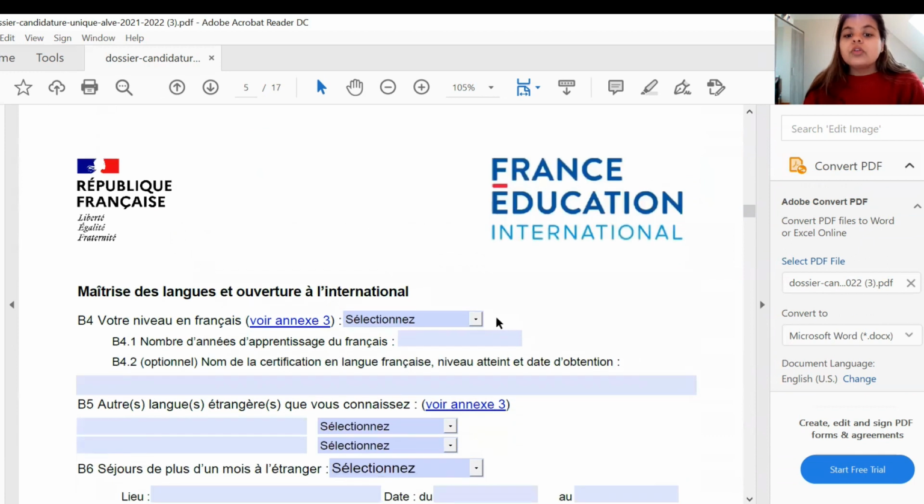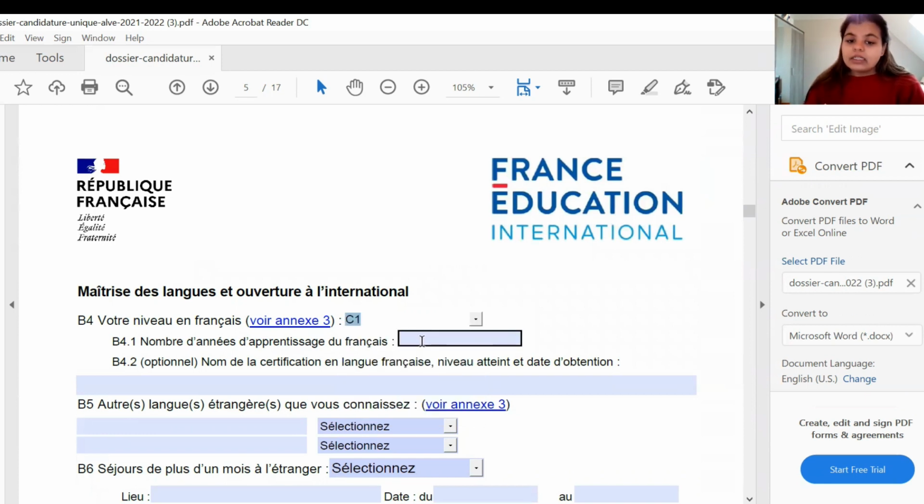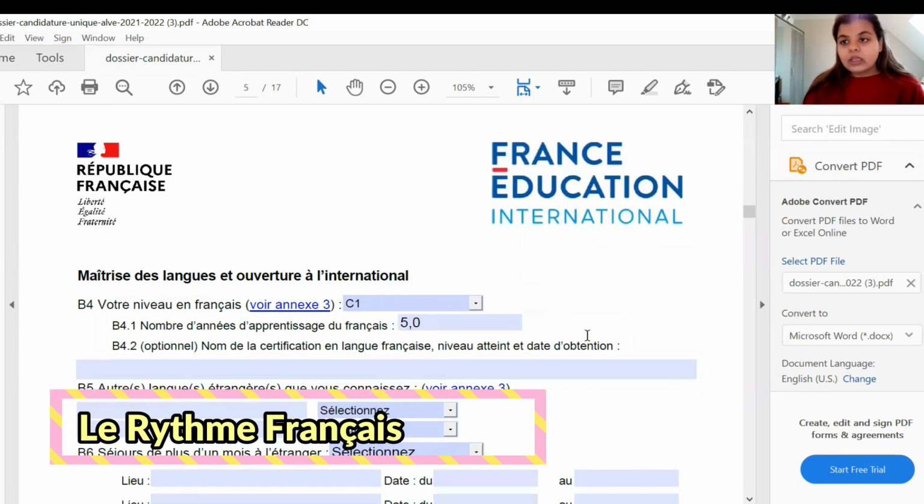Now, votre niveau en français. So I have done C1 level certifications. You write accordingly which certification you have done. I have done till C1 level, so I'm writing C1 level, and it's been 5 years that I'm studying French. So I will write 5 years.